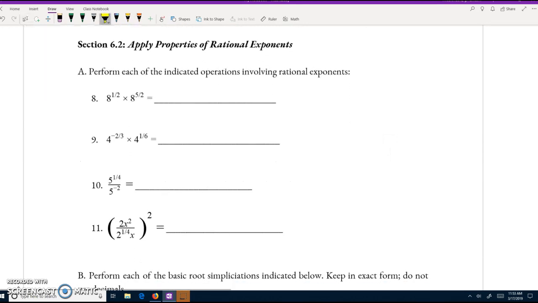Now we're going to get into section 6.2. This is all about our roots and how we can simplify them, and it also involves the exponent properties for fractional exponents. So this first one is a pretty easy one. We have 8 to the 1/2 times 8 to the 5/2. In this case, both of those fractions have the same denominator, so we can just add. So this will become 8 to the 6/2 power, which is the same thing as 8 cubed. And then we can get that actual numerical value, which is 512.